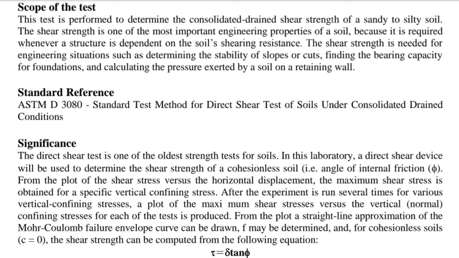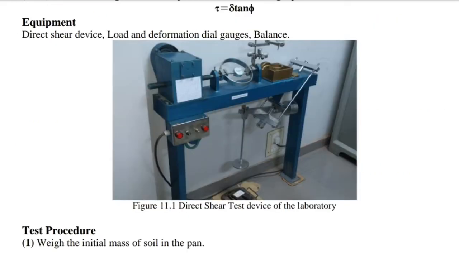From the plot, a straight line approximation of the Mohr-Coulomb failure envelope curve can be drawn. It may be determined, and for cohesionless soils c is equal to 0, the shear strength can be computed from the following equation. Equipment: direct shear device, load and deformation dial gauges, balance.